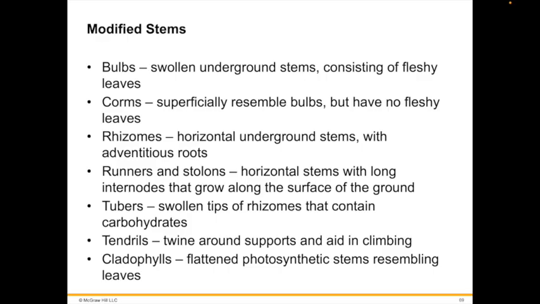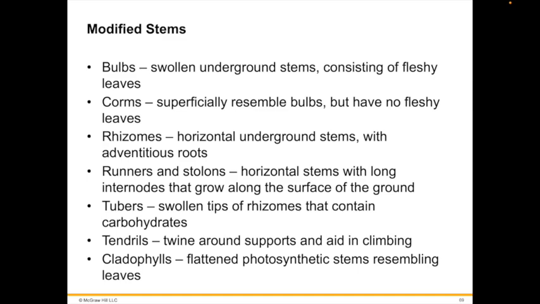Corms. Crocuses, gladioluses, and other popular garden plants produce corms that superficially resemble bulbs. Cutting a corm in half, however, reveals no fleshy leaves. Instead, almost all of a corm consists of stem, with a few papery brown non-functional leaves on the outside, and adventitious roots below. No picture there.